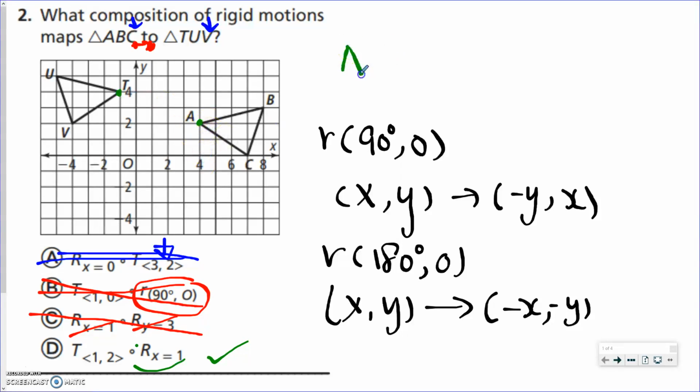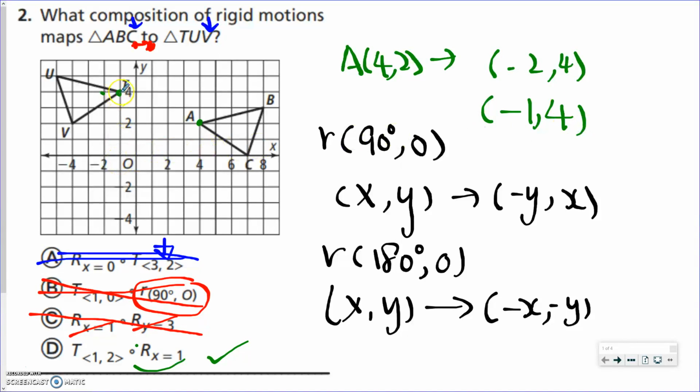So if I pick A, I'll have 4, 2. I'm doing this rotation now, negative 2, 4. Negative 2, 4 is way over here. And then you do a 1, 0. Negative 2 plus 1 is negative 1, 4. So negative 1, 4 ended up at your T. So if you pick A, then you have a problem.